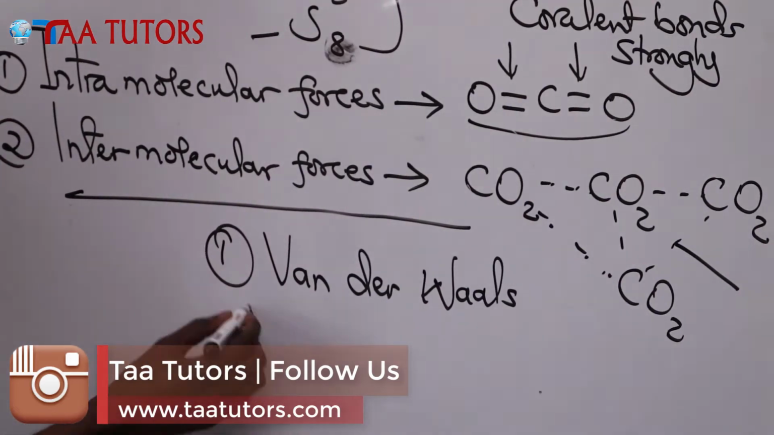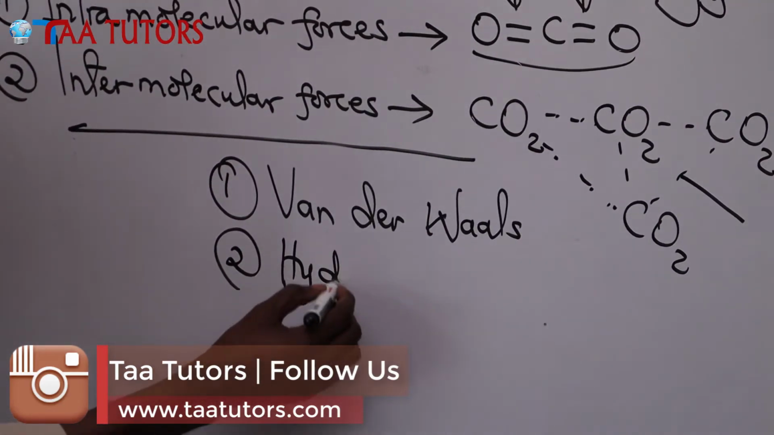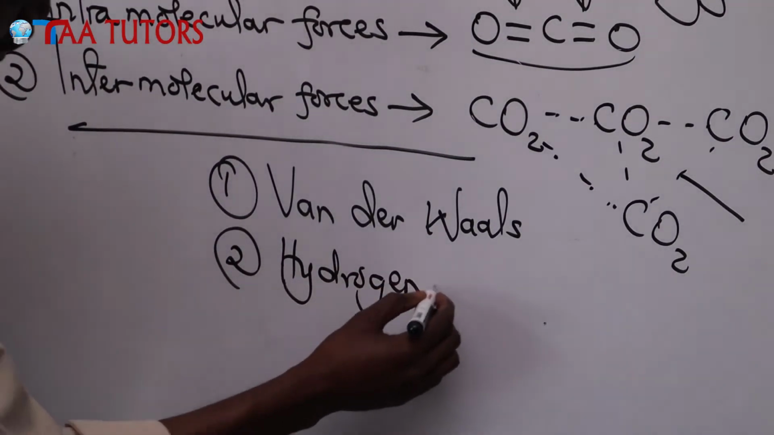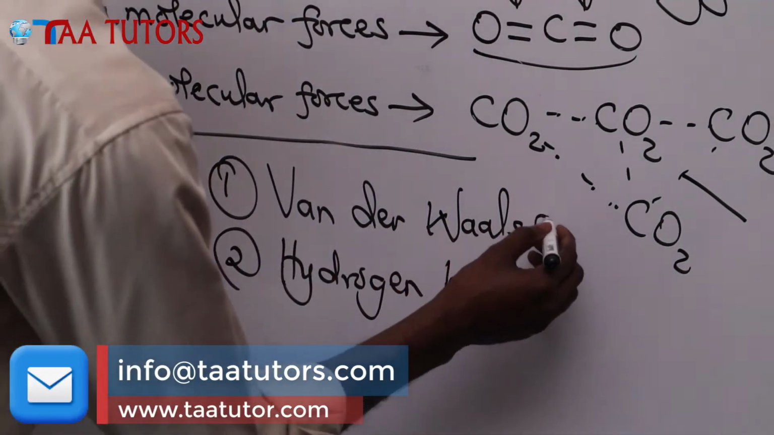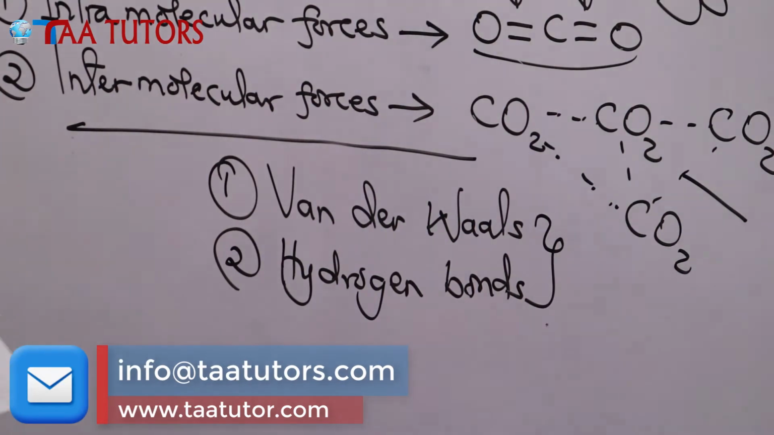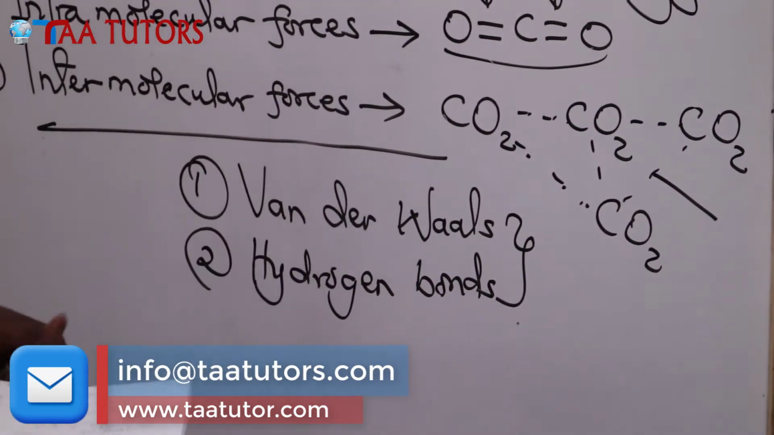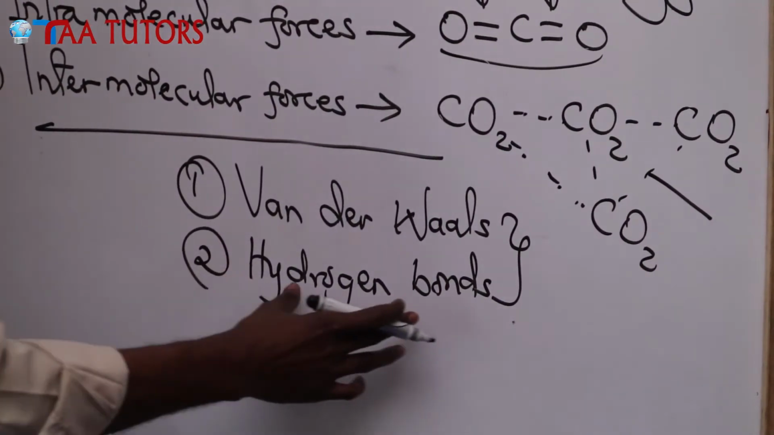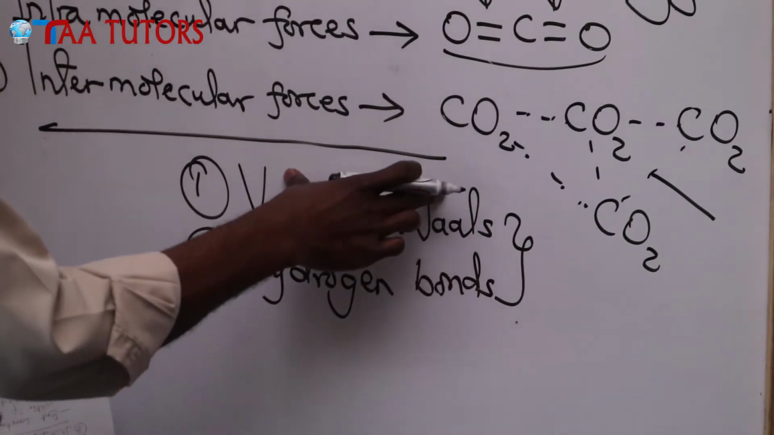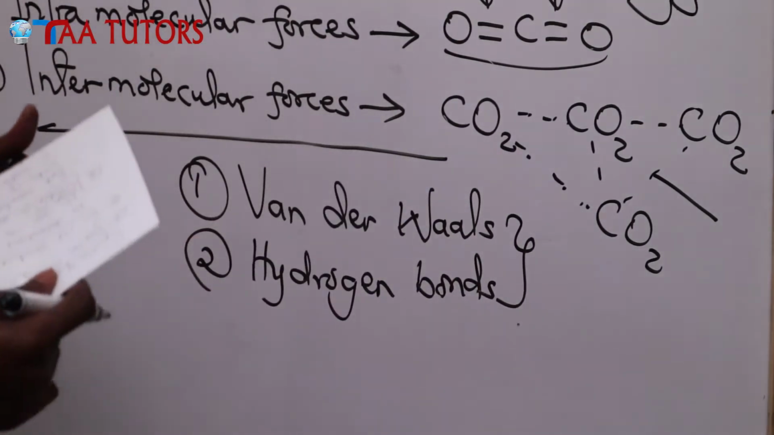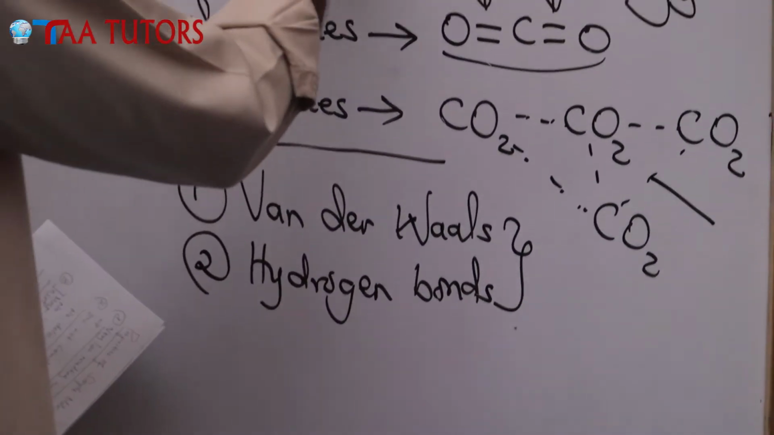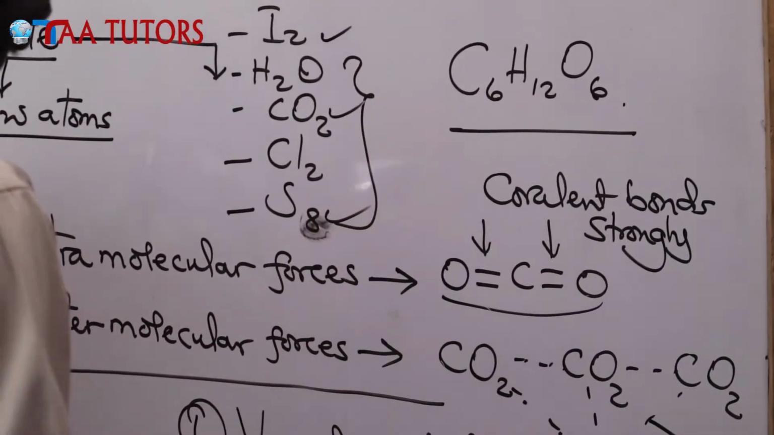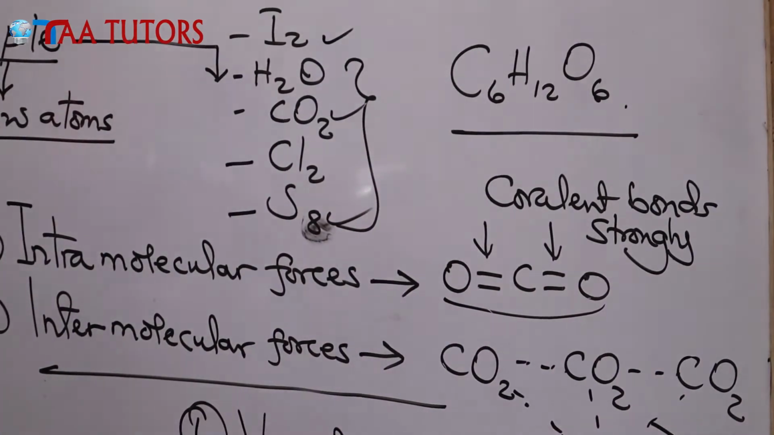Then we talk about hydrogen bonding, hydrogen bonds. Now, these are the two intermolecular forces we are going to talk about. We are not going to see all of them everywhere. I'm going to mention a few substances with hydrogen bonds. But when it comes to van der Waals forces, the majority of molecules have them. For example, carbon dioxide and sulfur 8 have van der Waals forces.